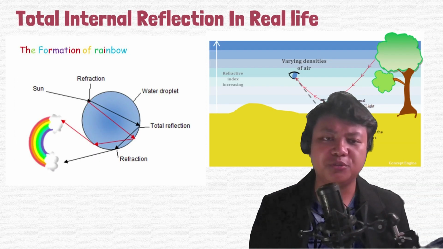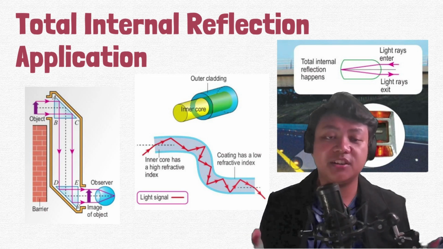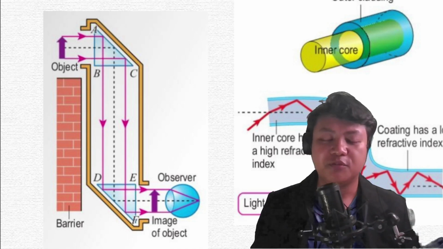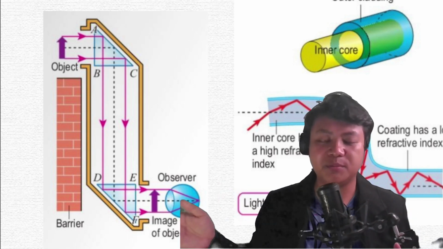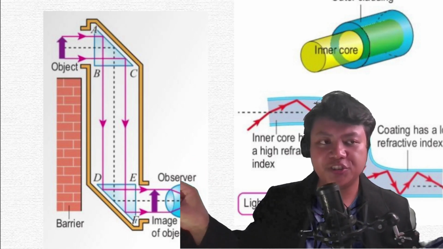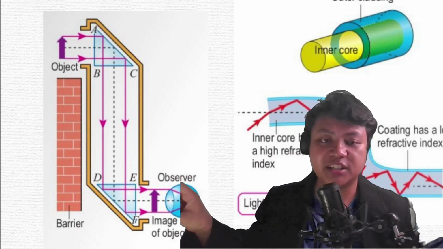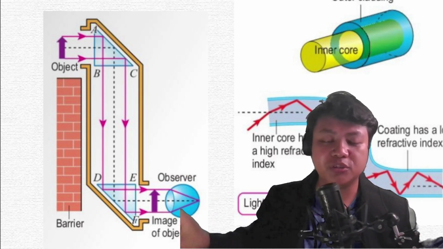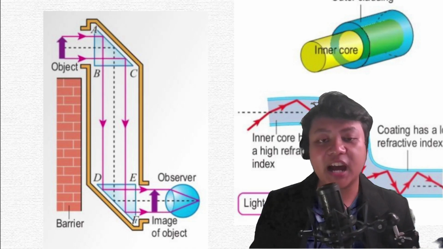There are also applications for total internal reflection. First is the periscope, where 2 prisms are used. From those prisms, as you can see from the picture over here, total internal reflection happens inside the prisms, bouncing from one prism to another and then towards our eyes.